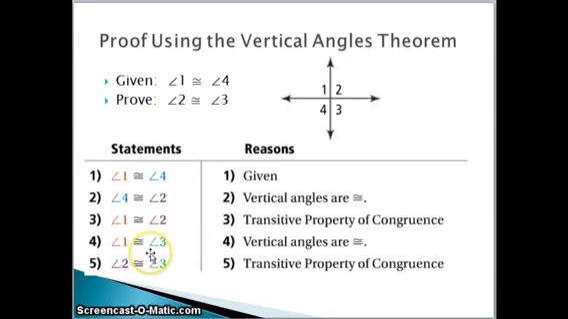Okay, and this one you have to use the other one. If you use 1 and 3 in the beginning, then you have to use 4 and 2 right here. They used 4 and 2 at the beginning, so now they have just used 1 and 3. The same thing, vertical angles are congruent. This is the vertical angle theorem. And since this one is the same thing, I can replace this 2 by 2. So 2 and 3 are congruent.